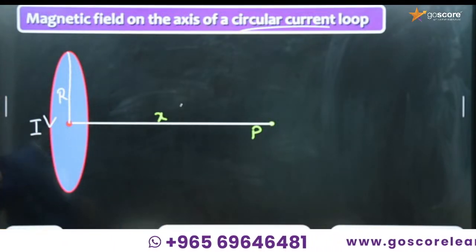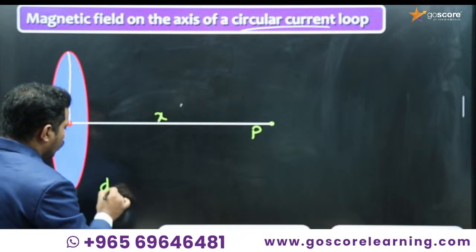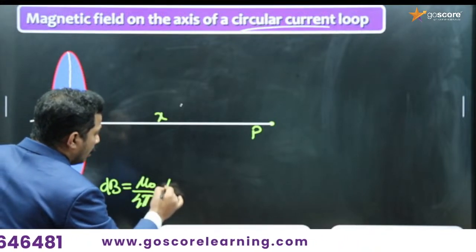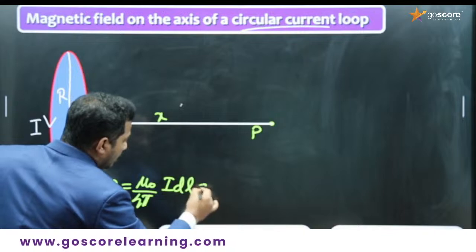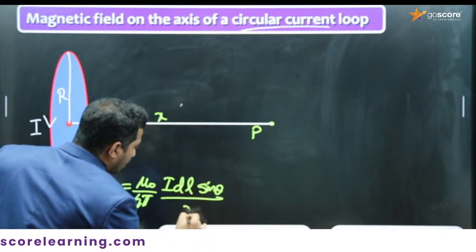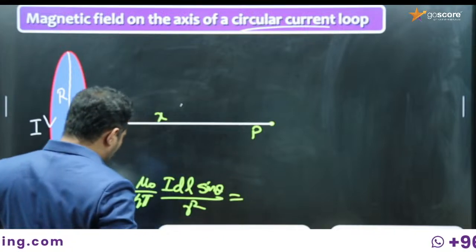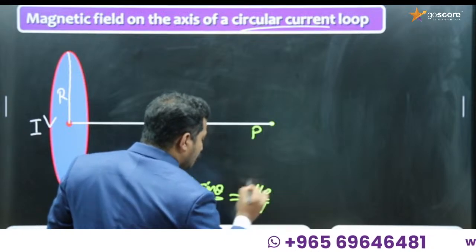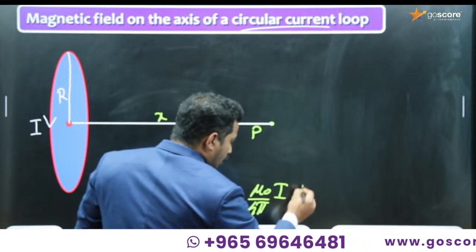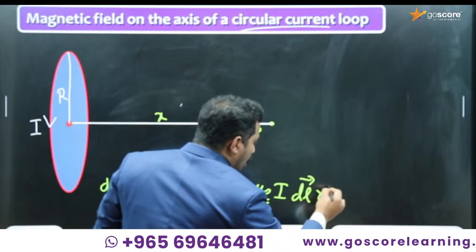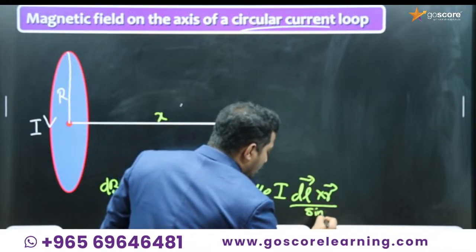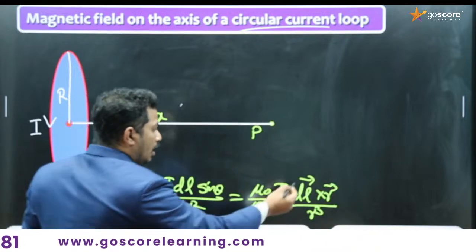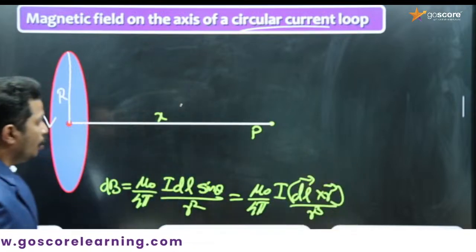Remember Biot-Savart law. What is Biot-Savart law? dB is equal to mu 0 by 4 pi I dl sin theta divided by r square. In vector form I can write it like this: mu 0 by 4 pi I into dl cross r divided by r cube, right? dl cross r divided by r cube.